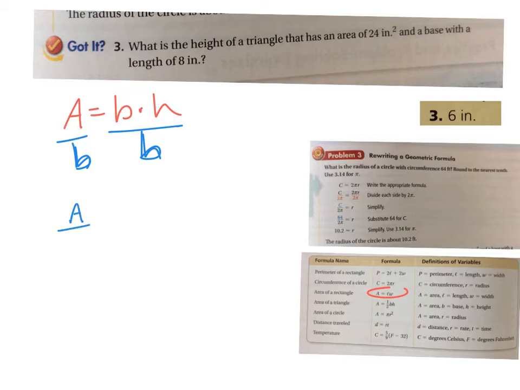Alrighty, so what is the height of a triangle that has an area of 24 inches squared and a base with a length of 8 inches? So what I'm going to use is area equals base times height. Now there's length times width down here, but base times height, same thing. And obviously you want to solve for height. So I divide both sides by h. I'm sorry, both sides by base. There we go. So area over base equals the height.